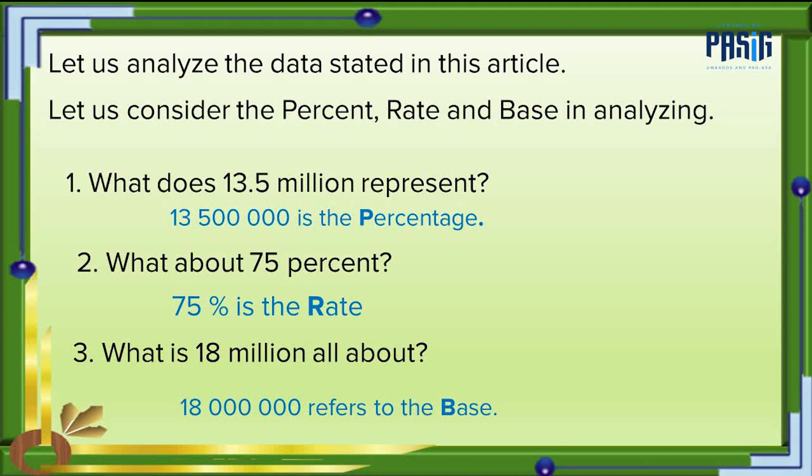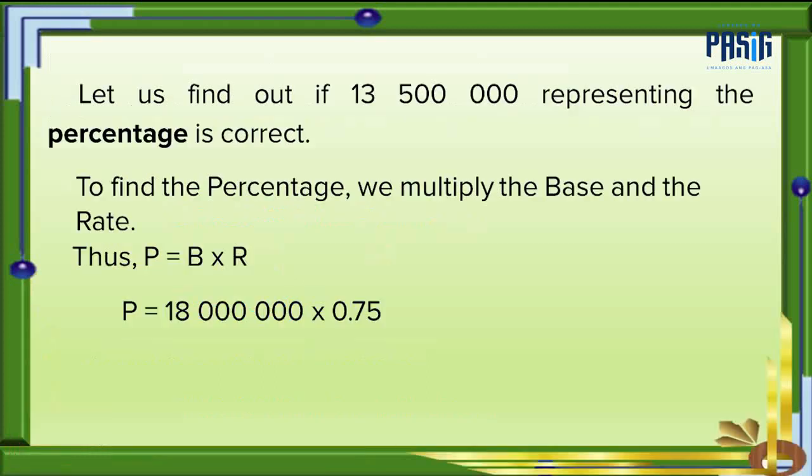What about number 3? What is 18 million all about? Yes, 18 million is the base. This refers to the base, obviously. So let's find out if 13,500,000 representing the percentage is correct. To find the percentage, we multiply the base and the rate. Thus, P is equal to base times rate.